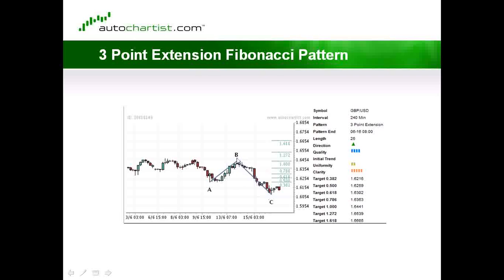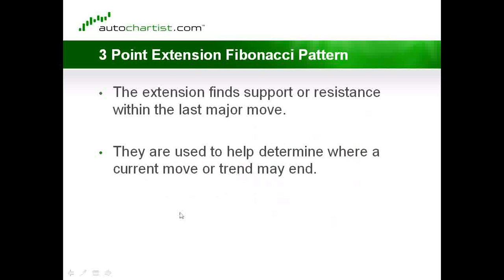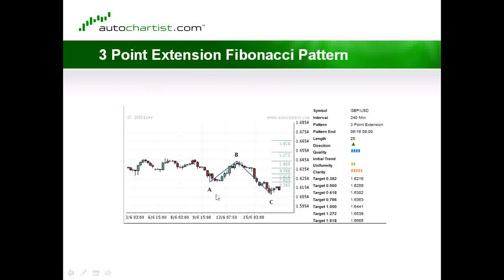There's also price and time symmetry involved, because this leg from B to C is often related to the length of this move from A to B. Sometimes it's equal to 1.618 of this move, and sometimes it's as much as 2 times the size of this move. But you don't really have to worry about that, because AutoChartist does the math for you. And if the conditions are right, it's going to identify point C, or this bottom, as a valid bottom based on the algorithms that are in there.